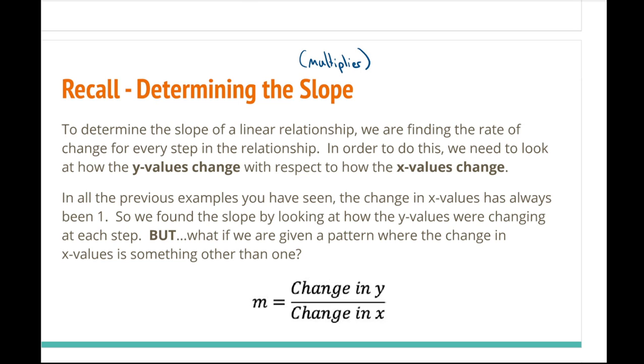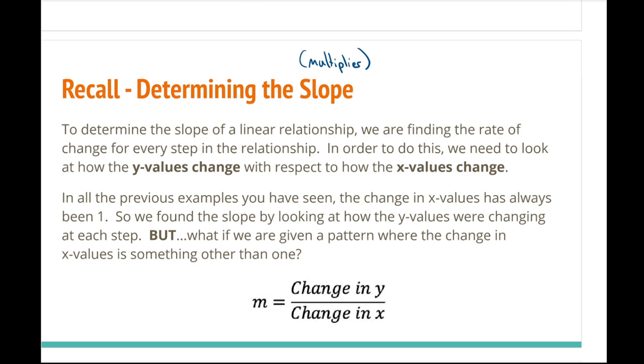And if you go back in our previous lessons and look at the tables, you would see that we basically looked at how the y values change. But what if we're given a pattern where the change in x values is something other than 1? So that means we would be given, say, position 1, then 4, then 7, then 9. Right? We can't just look at the y values because we're not seeing every single position. So we're not seeing what the constant change is going to be.